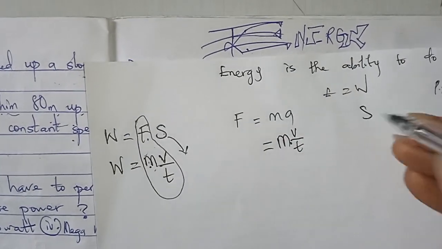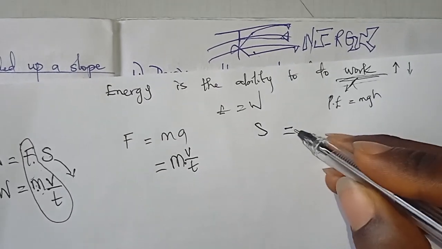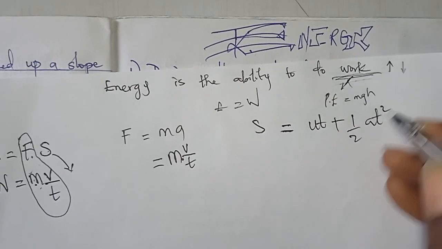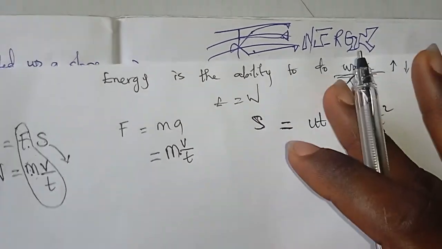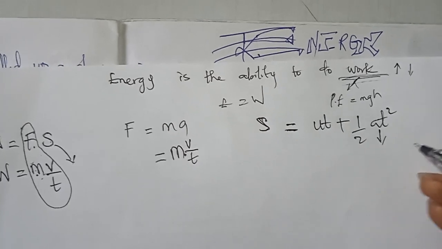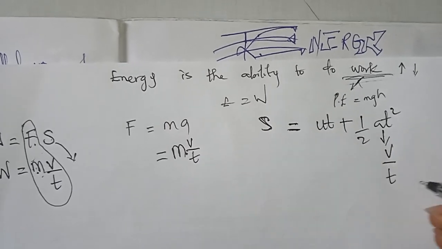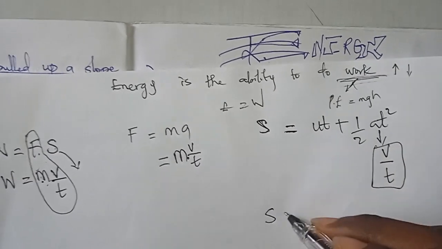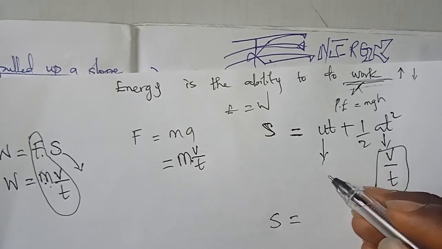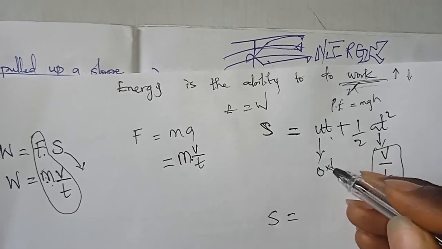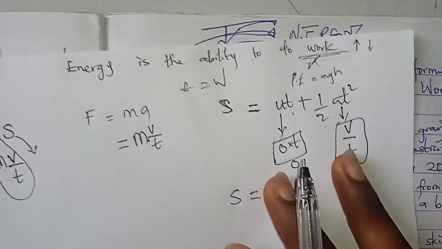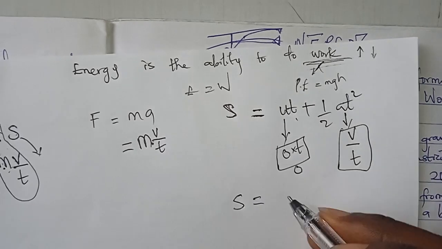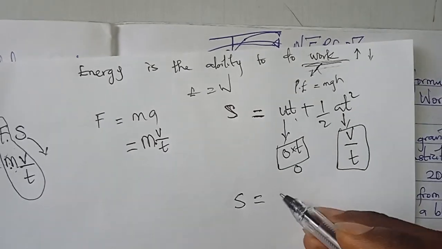Remember that S means displacement. And if you remember, there's an equation of kinematics that says UT plus half AT square is equal to displacement. So the A here is the same thing as V over T. So let's say I bring it out. I now do S equals, at initial velocity, this will be 0. 0 times T is 0. So let's say starting from rest.